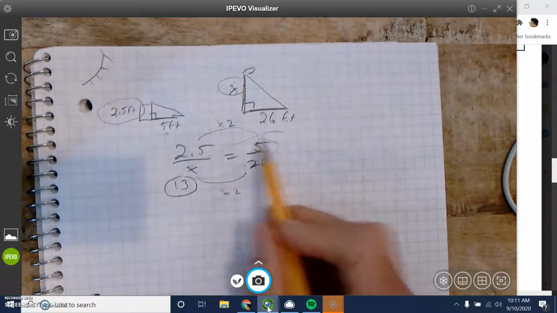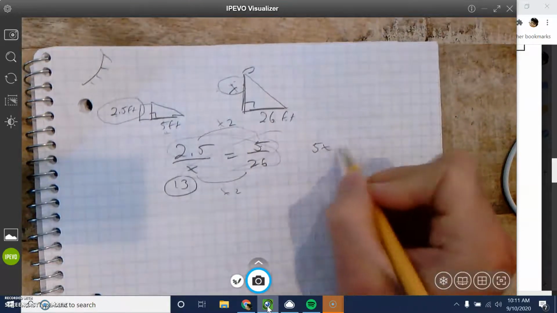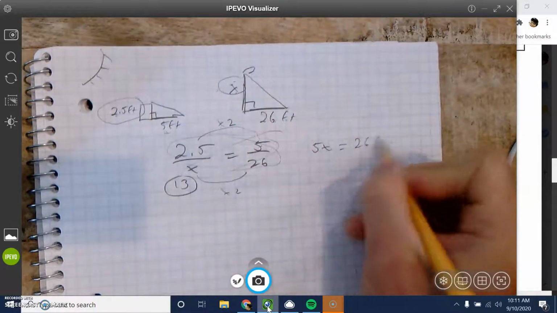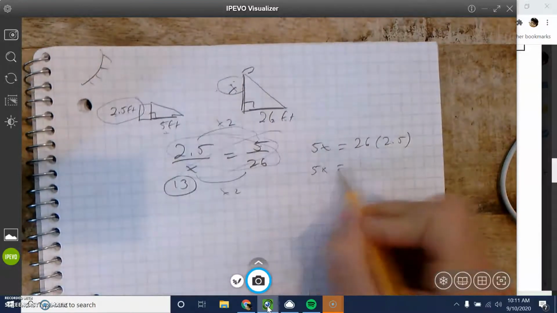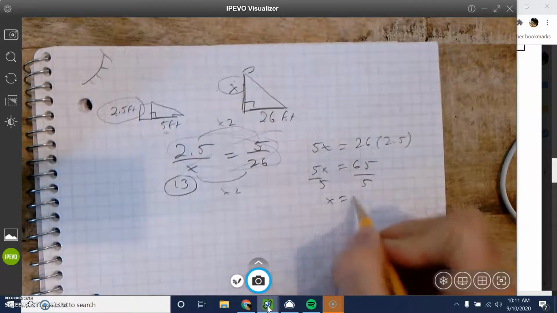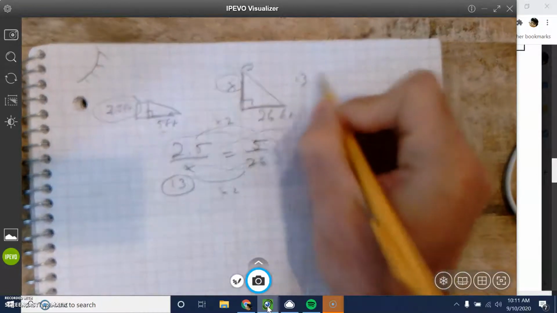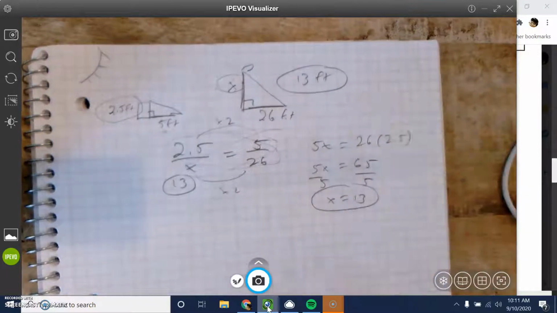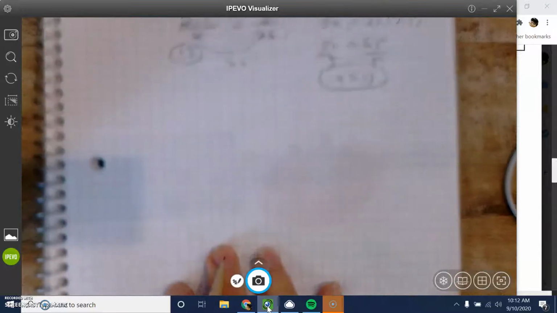Or I can cross multiply and divide if you can't see it that way. That's cool too. So 5 times x is 5x. And I have 26 times 2.5. 26 times 2.5 is 65. 5x equals 65. Divide by 5. And I get 13. Same thing. So the street light is 13 feet tall. Got it. Now, let's do another one.